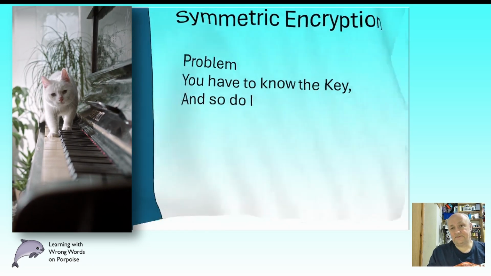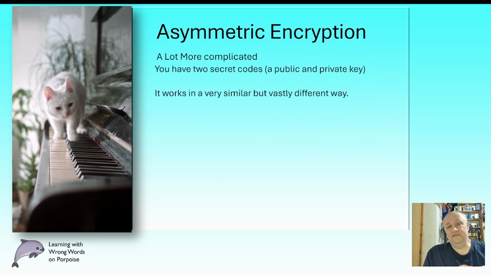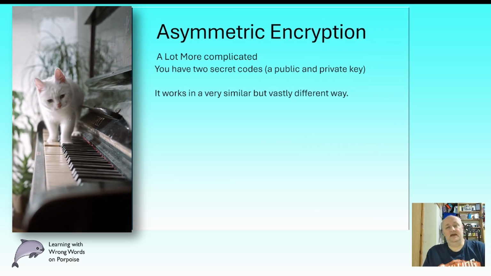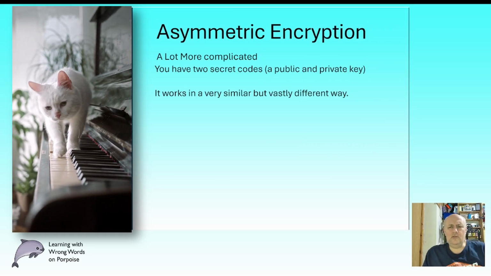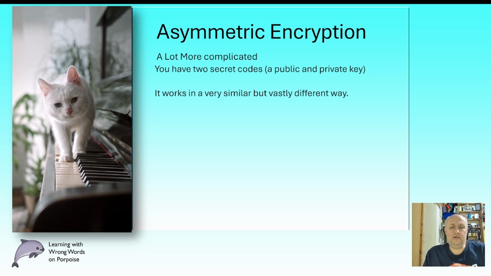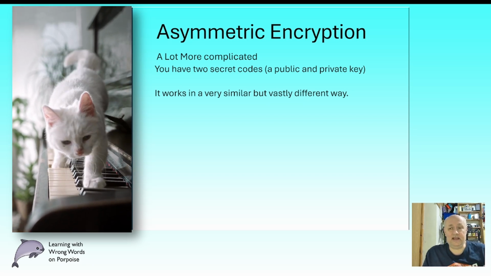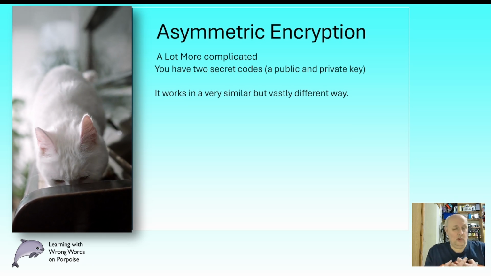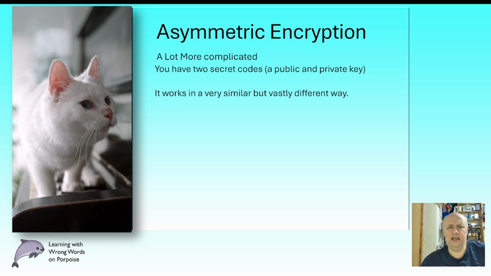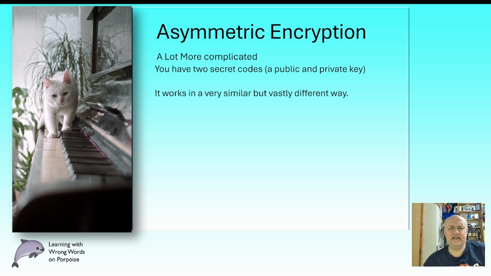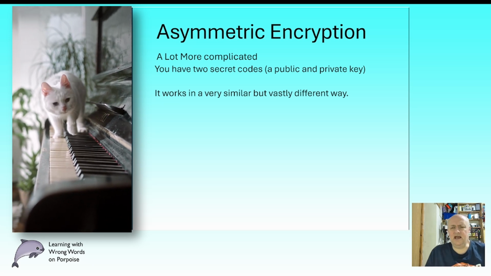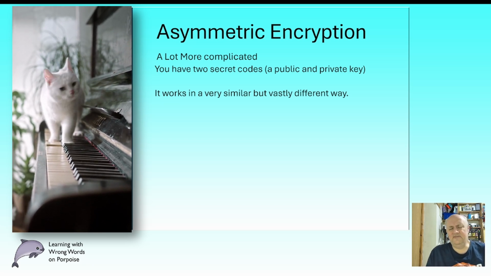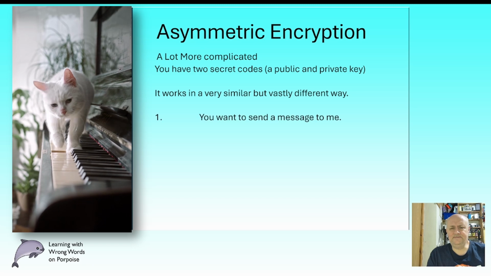So in the 1970s, asymmetric encryption came in. It's a lot more complicated. You've got 2 secret codes. You've got a public one that everybody can see and a private one that one person holds on to. It works in a very similar way. We encrypt things with these codes, but it's vastly different in how it does it.